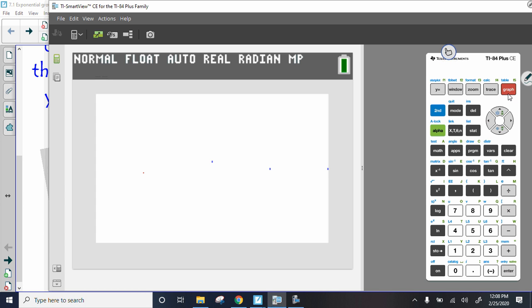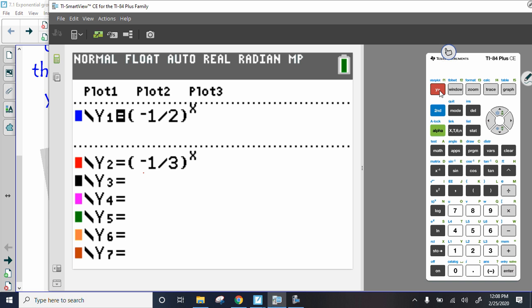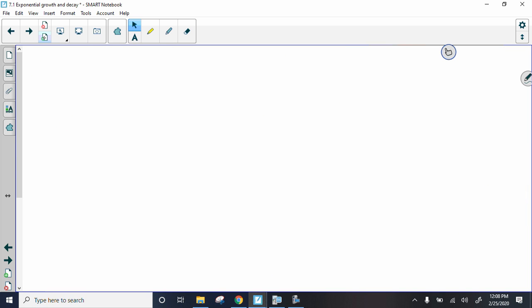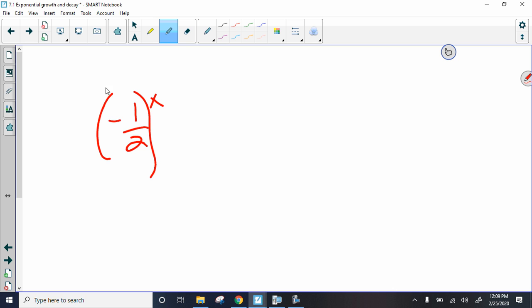Why are there just points and they're not connected? Let's look at that function. Negative 1/2 to the x. If I do a table of values, what happens when I plug in 0? Plug in 0, what do you get? Negative 1/2 to the 0. What's the answer? Anything to the 0 power is 1.